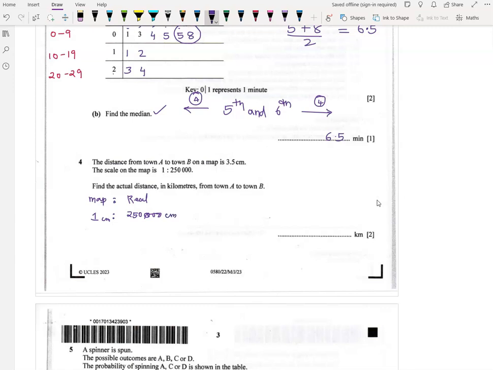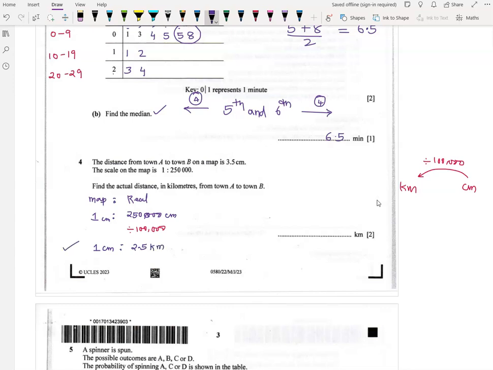But we want to find the actual distance in kilometers. So let's convert this 250,000 into kilometers. To convert centimeters to kilometers, we need to divide by 100,000. So 1 centimeter on the map is 2.5 kilometers in real. Now we got the relation.